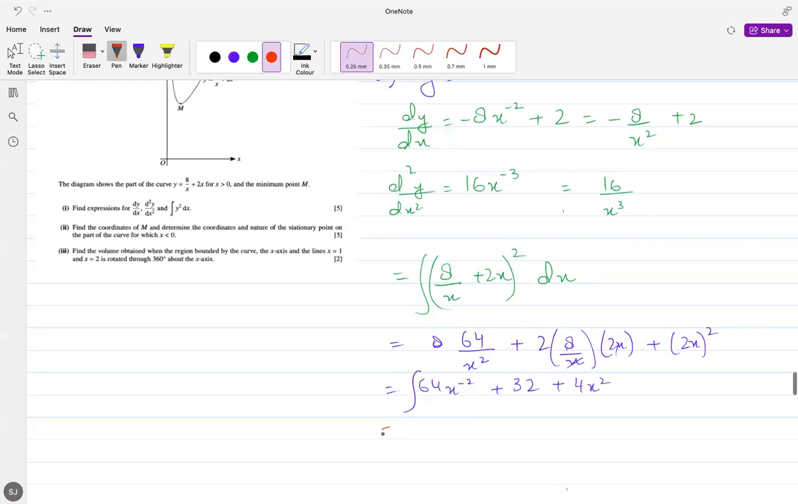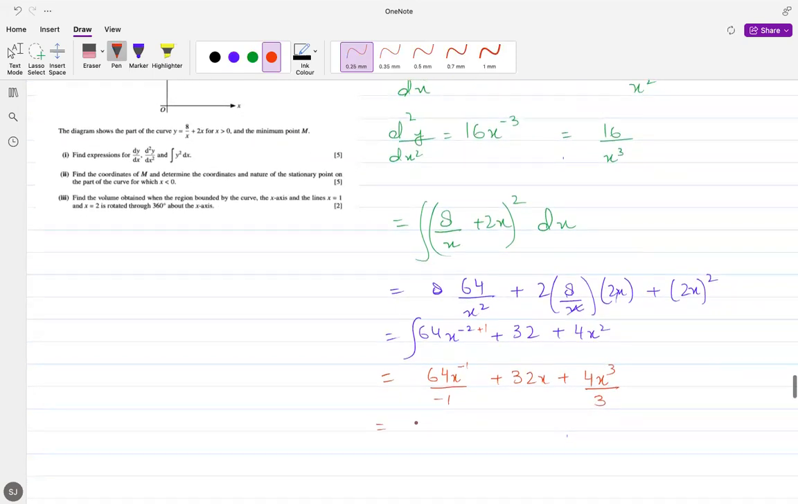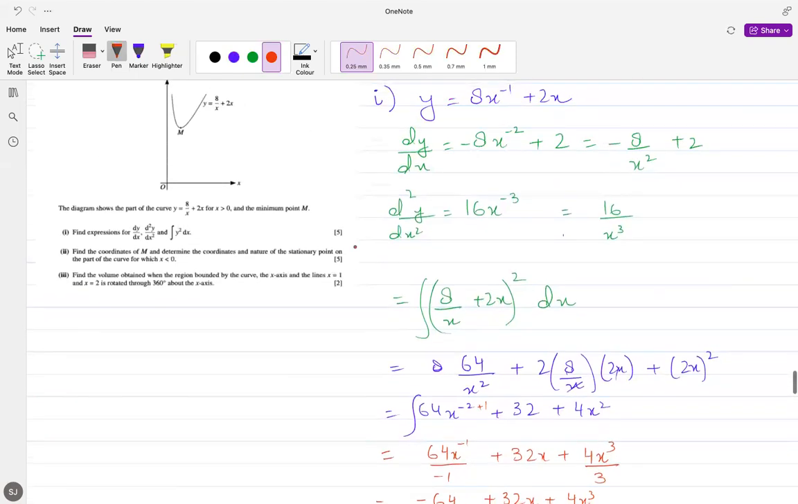So integrating 64x to the power minus 2, we'll increase the power by 1. So this will become minus 2 plus 1, so 64x to the power minus 1, and we divide it by the new power. Plus integrating 32 will make it 32x. And we increase the power by 1 over here, so this will become 4x cubed divided by the new power, which is 4x cubed upon 3. So we can write this as minus 64 upon x plus 32x plus 4x cubed upon 3. So this was the first part.